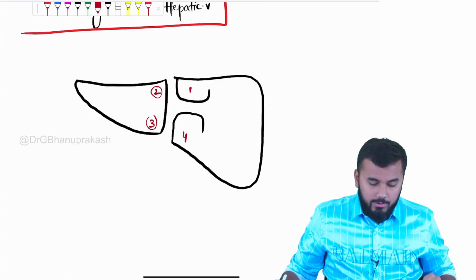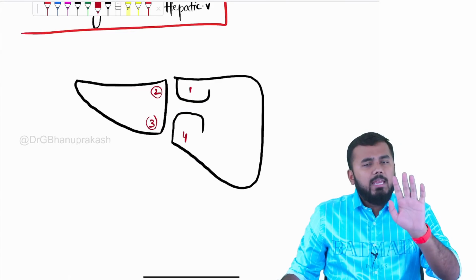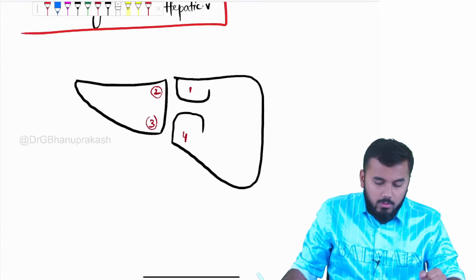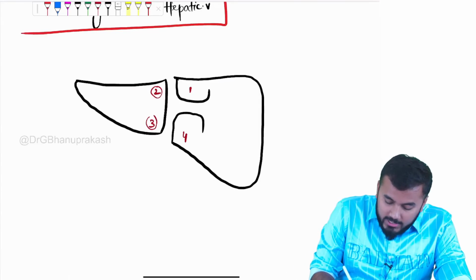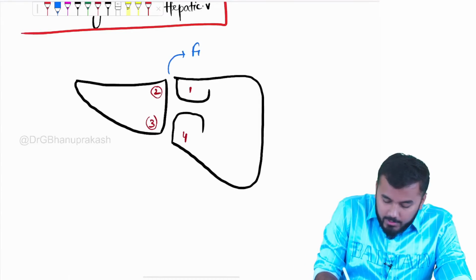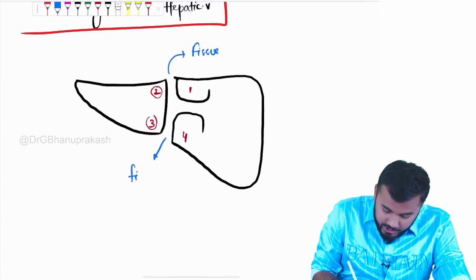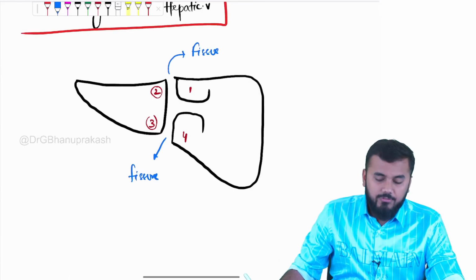Okay. Now look here. Now, here, there are many important things. What are those important things? All of you should look here. You can see a fissure here. This is called as a fissure. And down also, I can see a fissure. This is also called as a fissure.